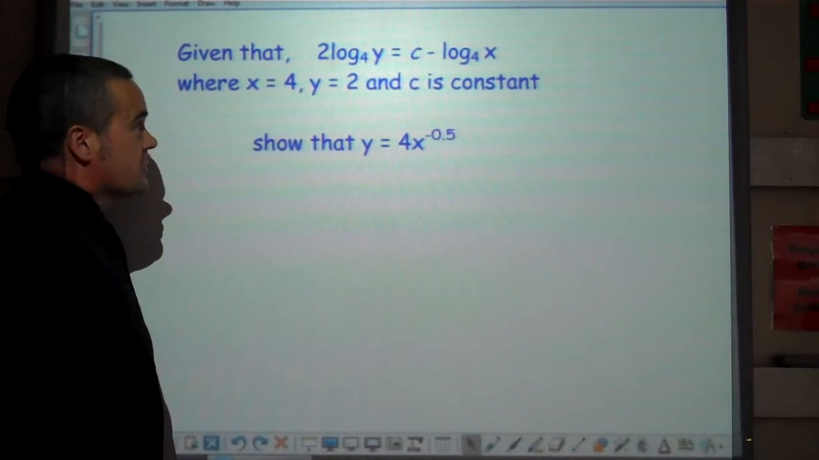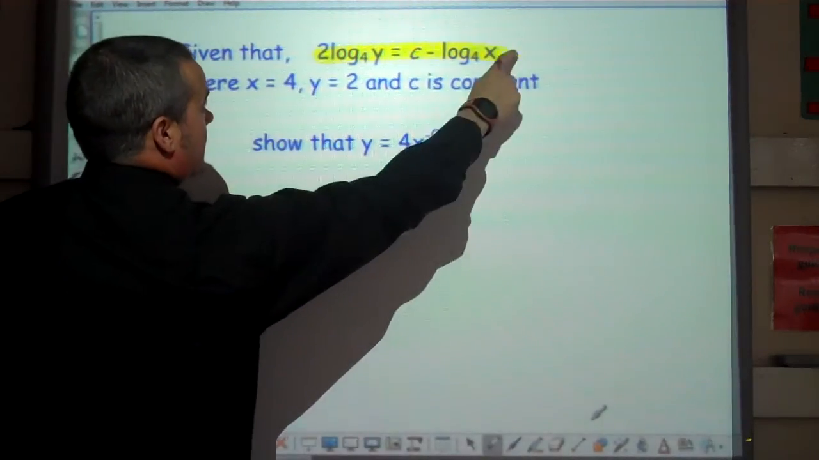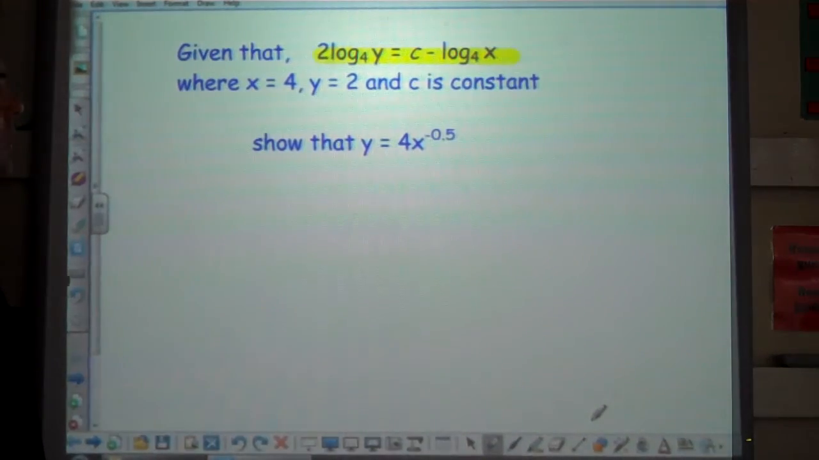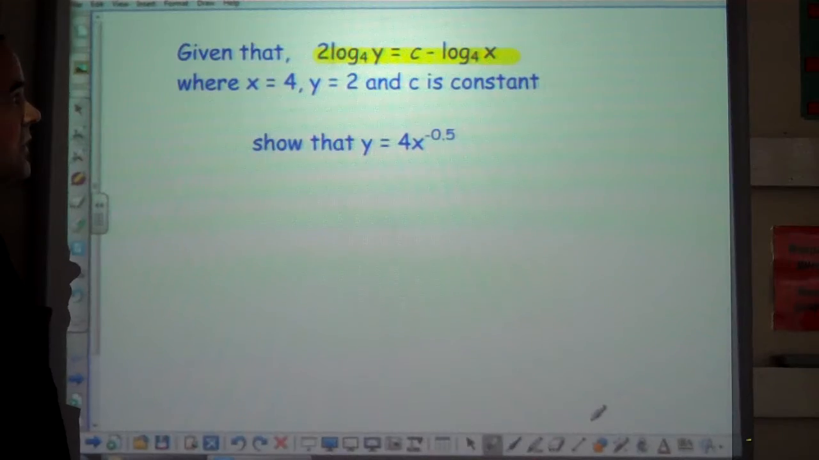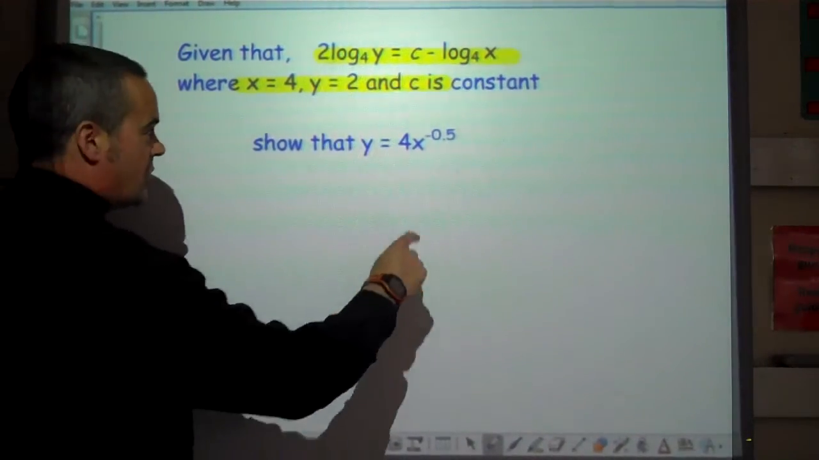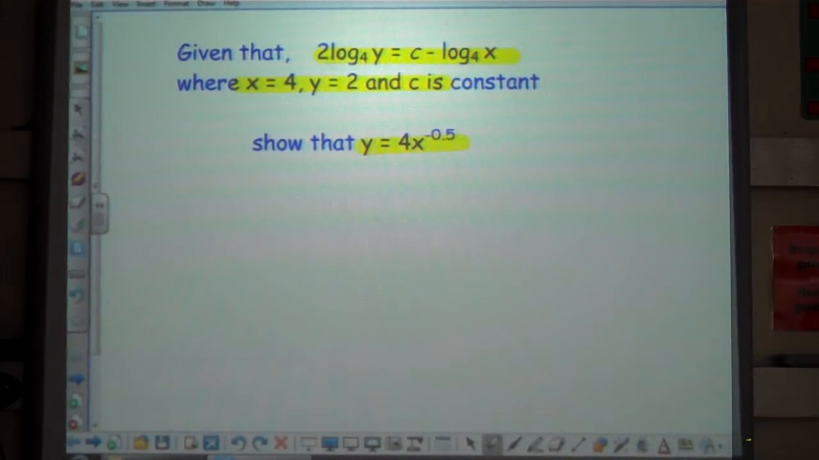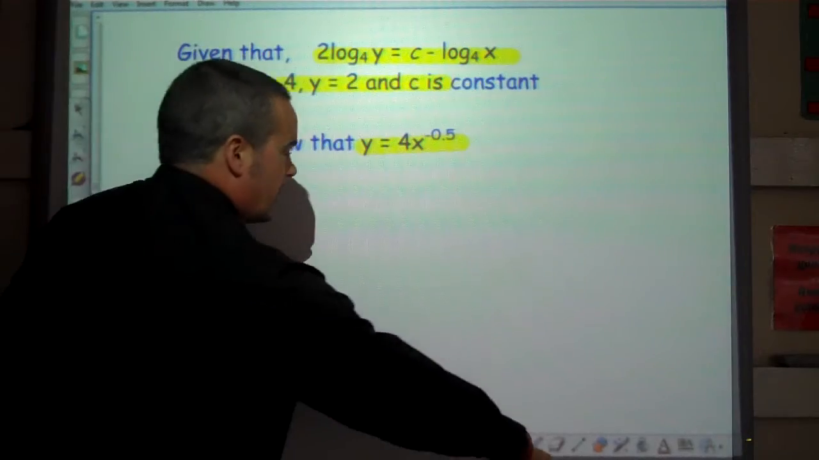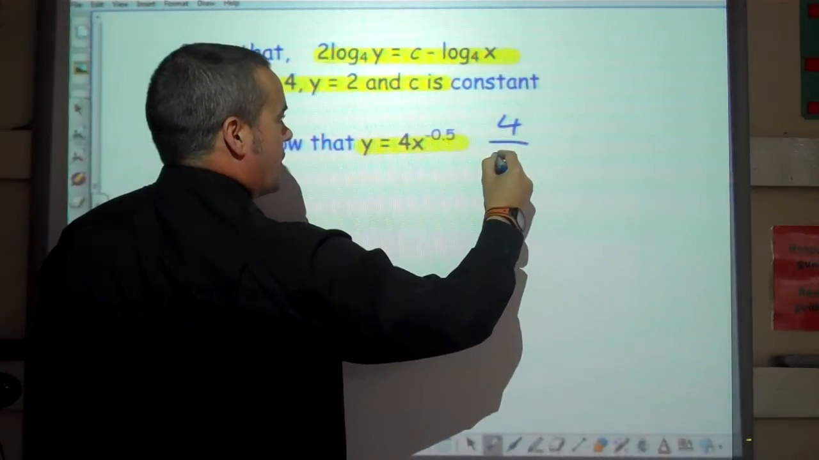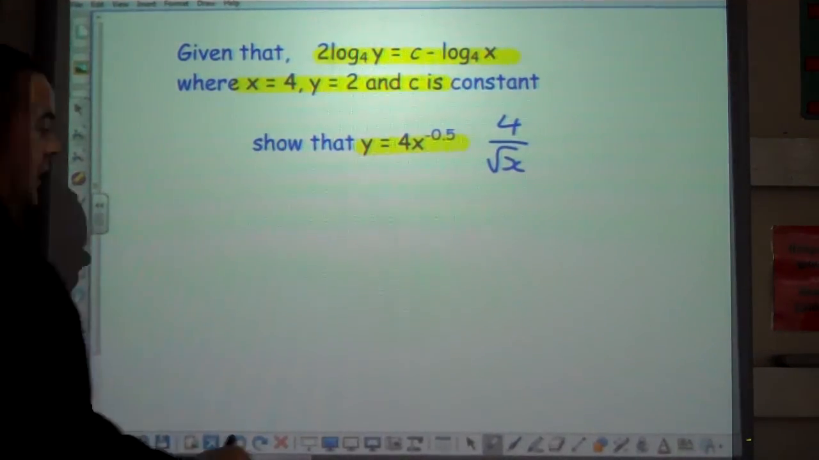We're going to do some log questions. So this question here is 2 log 4y is equal to c minus log 4x. And we use these constants later on. We need to show that y equals 4x to the minus a half. x to the minus a half I know is going to be 4 over the square root of x, so that's the answer I'm looking for.